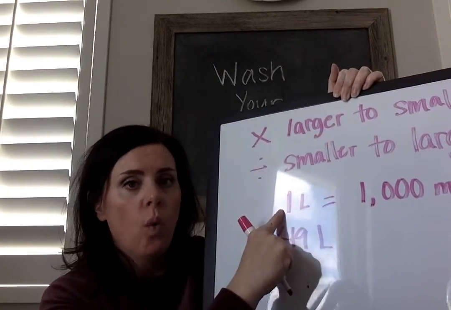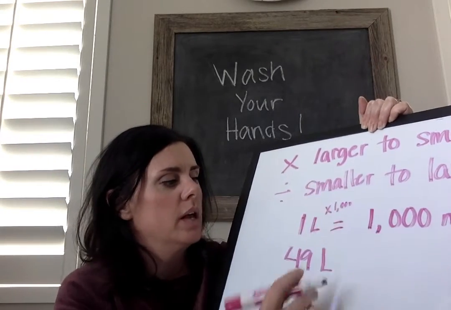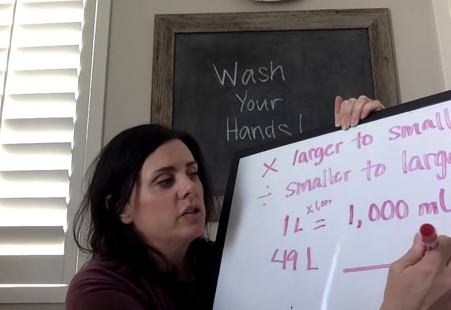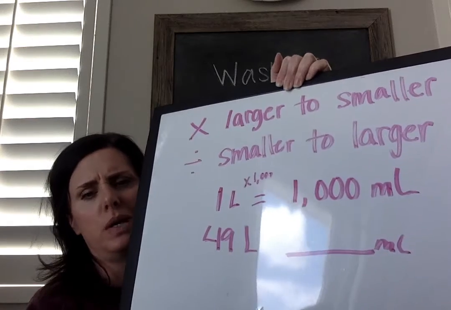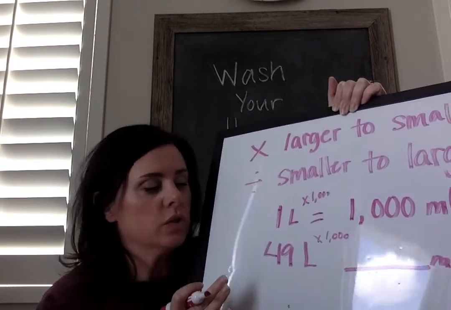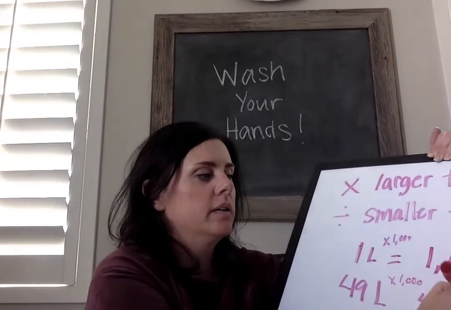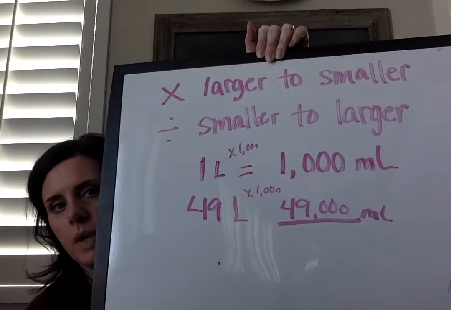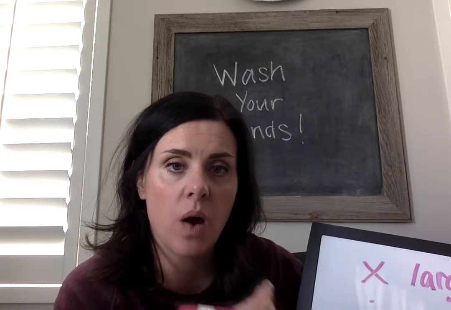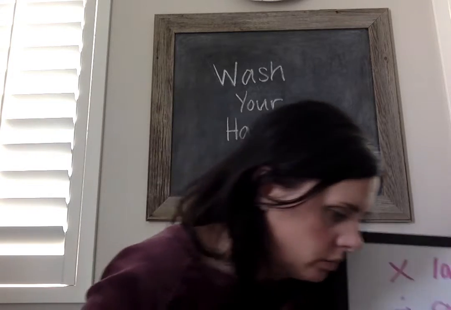To get from 1 to 1,000, I times by 1,000. So to get from 49 to however many milliliters we need, this was how I did it the other day. I'm not changing it. I need to times by 1,000, right? So 49 times 1,000 is 49,000. Okay? So if we set it up like that, we can kind of see how that'll make it a little bit easier for us to figure out our conversions.